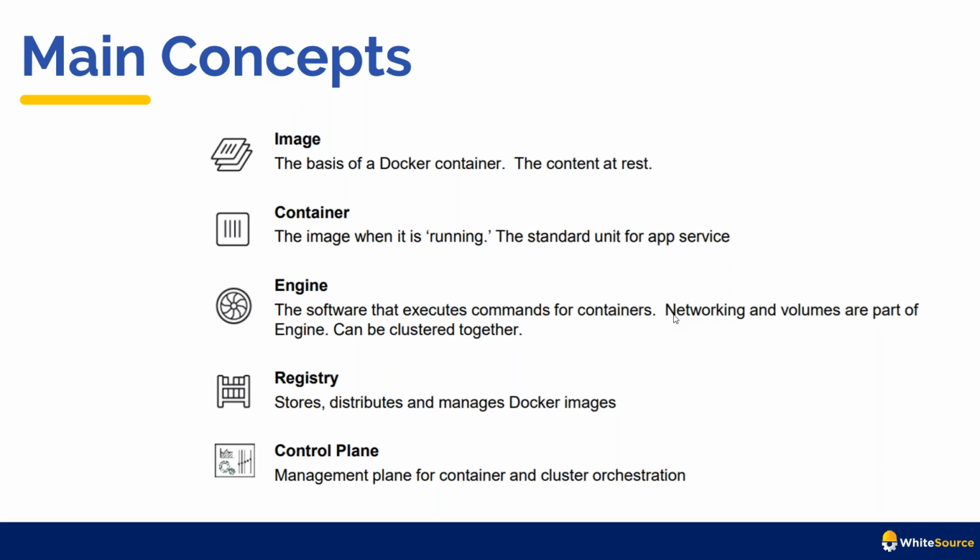An image is static. It's a file, so let's say the Docker file before we actually pack it into an image. If we want to actually run the container, to run the process, we need to perform the command of docker run. And this will actually build the container. So this is actually the image while it's running. This is the standard unit of the application service. And this is probably the most important thing.